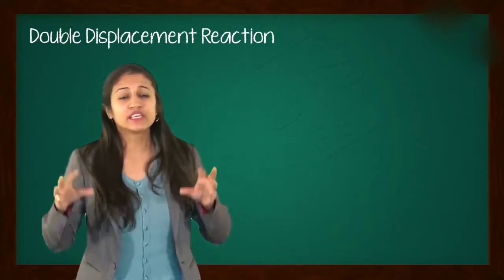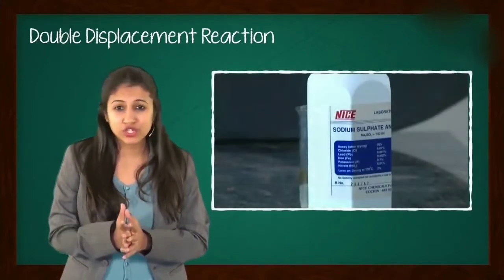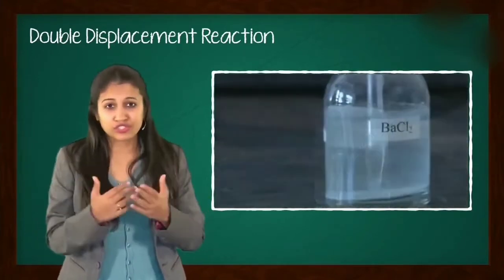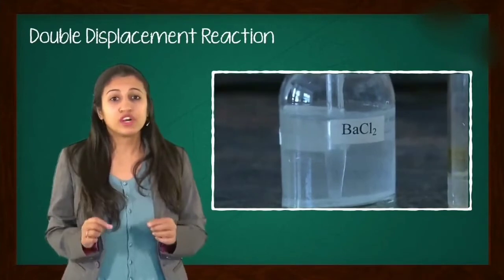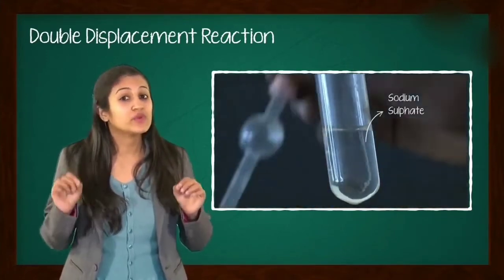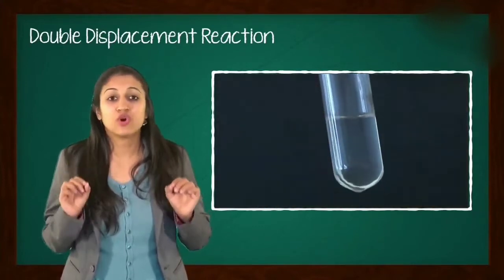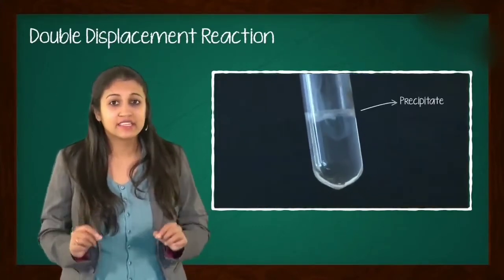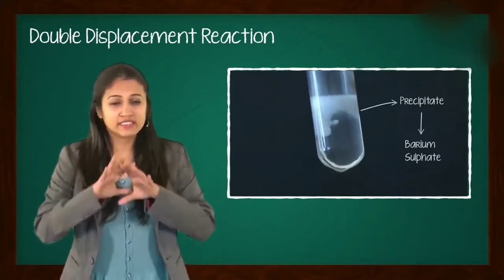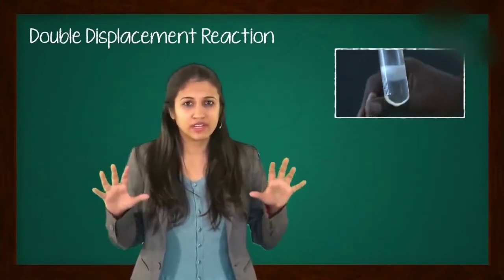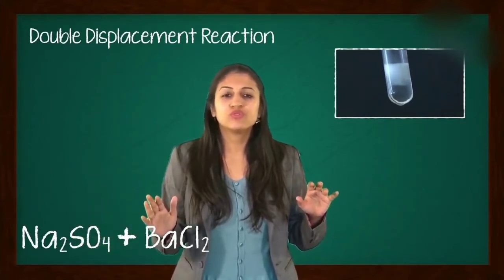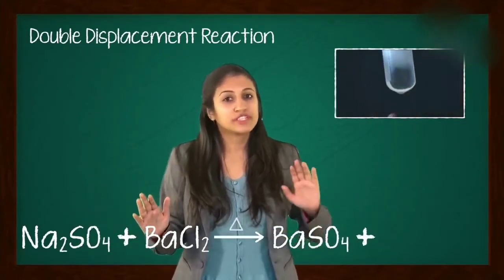So what I'm going to do is take some sodium sulfate in a test tube and mix it with barium chloride solution in another test tube. You will observe that a white substance that is insoluble in water is formed. And when you get an insoluble substance, it is called a precipitate. In this case, the precipitate is barium sulfate. To understand this equation really well: Na2SO4 plus BaCl2 will give you BaSO4 plus 2NaCl.